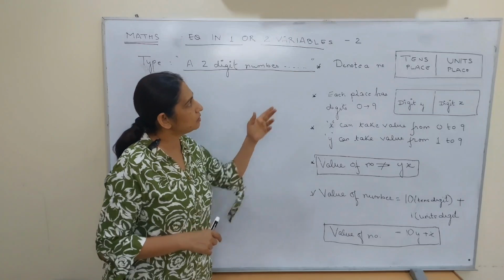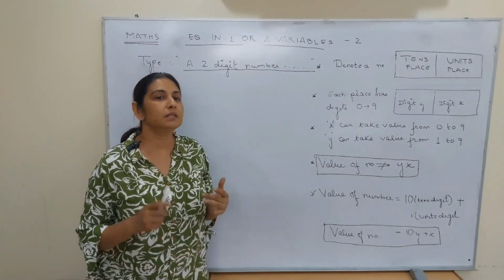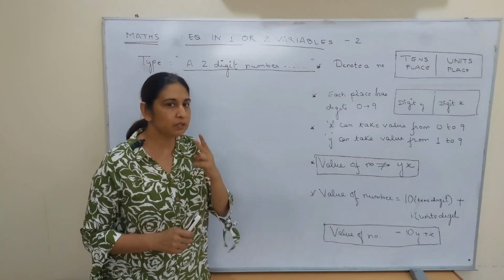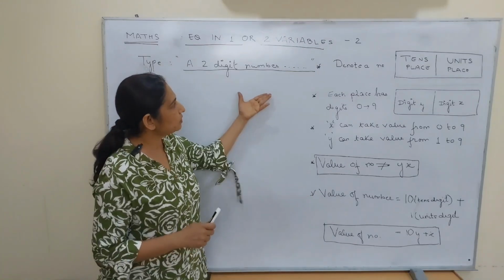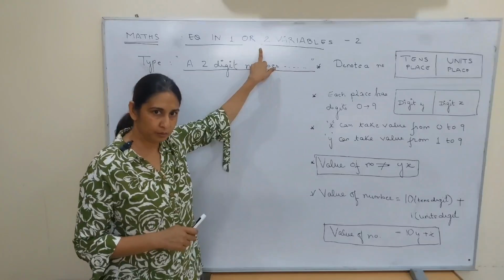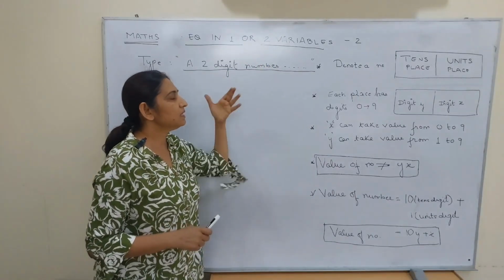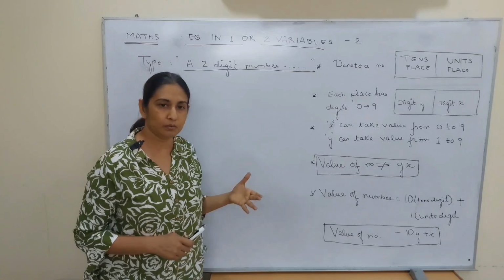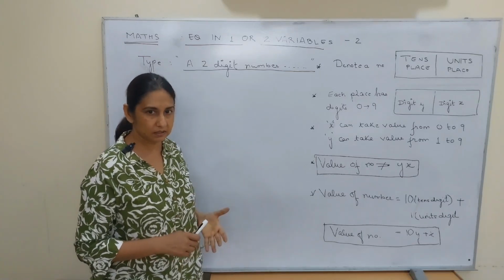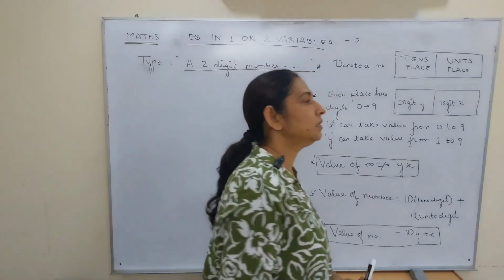As I've told you earlier, also in part one of this topic, it's always much easier to do with two variables. The same question can be done with one variable also, and it can be done with two variables also. I'll do both the ways. It's always easier to do with two variables. So let's start with the easier way. First, let's understand the concept of a two-digit number.